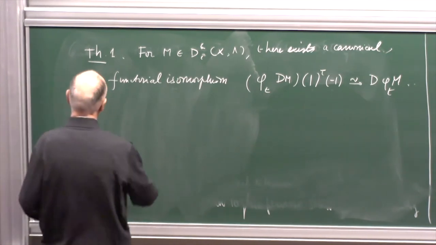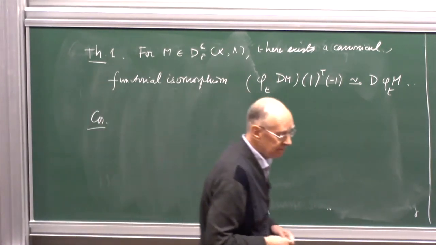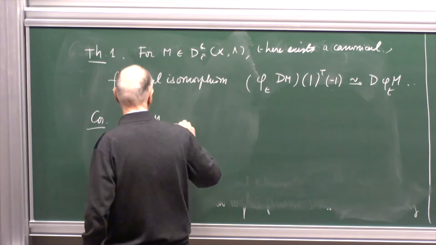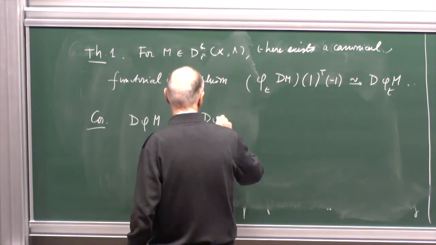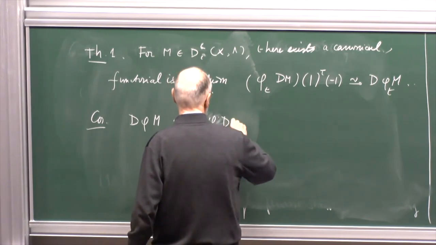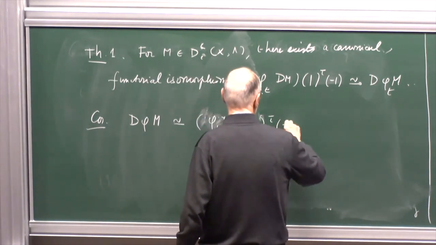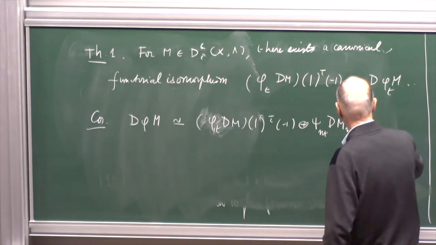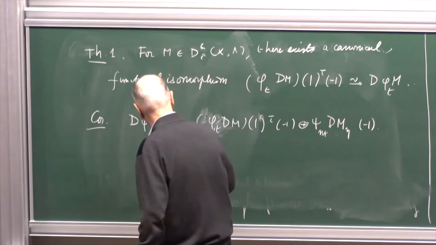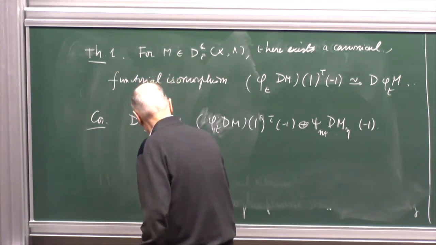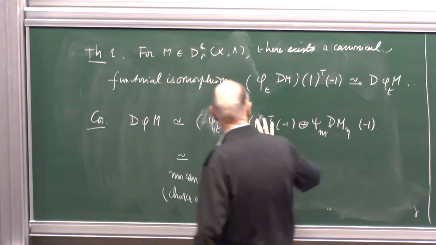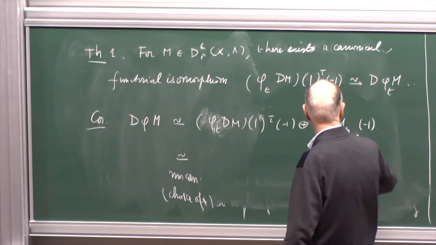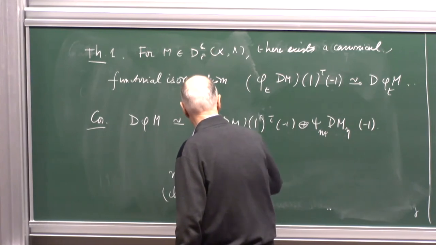Now, a corollary of this, of course, is that you get duality for Φ. So you get DΦ(M) isomorphic to Φ_t(D M)(1) plus ψ_t(DM) restricted to η(−1). And here, non-canonically, by which I mean the choice of t, you can trivialize this, and then you get Φ_t(DM)(−1) plus ψ_t(DM) on η. So in fact, you get Φ(DM)(−1).